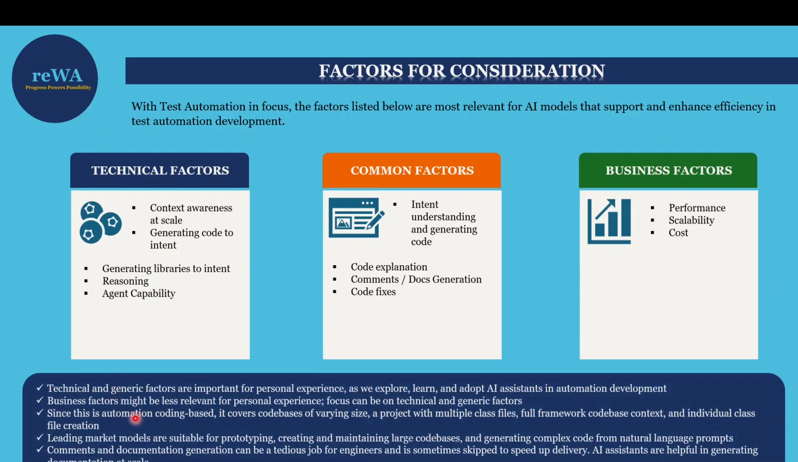So here are the few points that I have mentioned. At a high level, technical and generic factors are important for the personal experience as we explore, learn, and adapt to AI assistants in automation development. So only those we need to consider, and this third factor is for the enterprise level. The team will take care of it. But when coming to the personal automation experience, if you are sound and confident on these two factors and choose one particular one, that will be useful for your enterprise readiness as well.